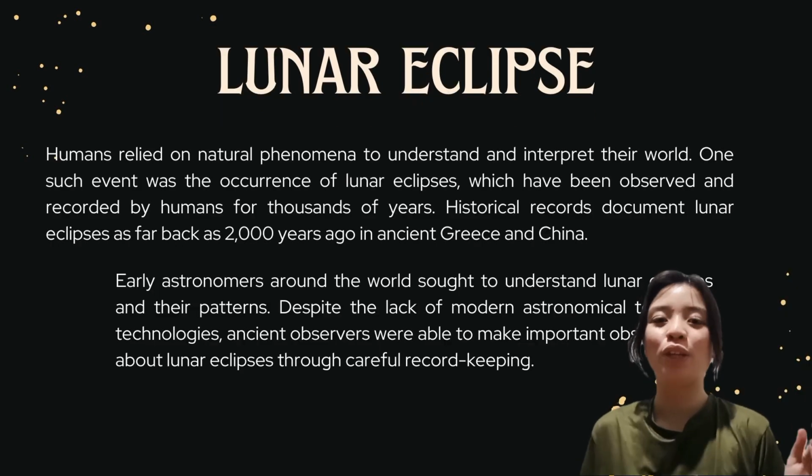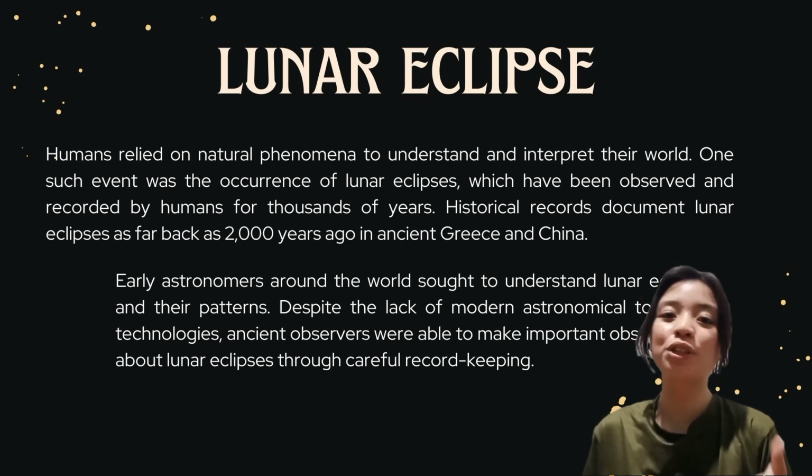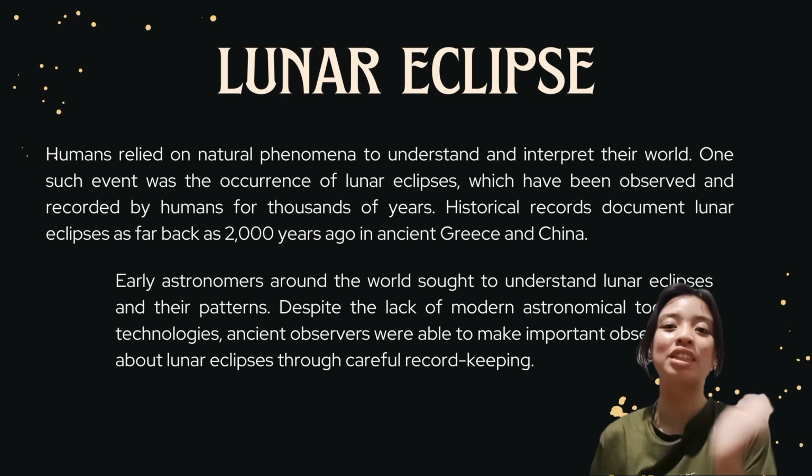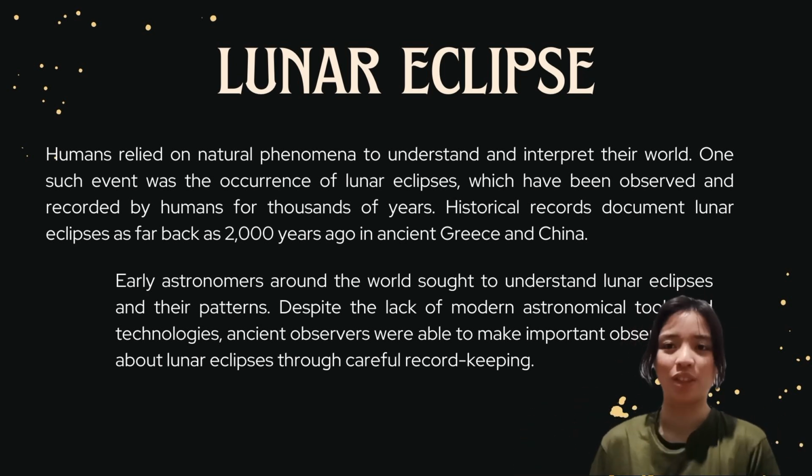First, what is a lunar eclipse? A lunar eclipse is a celestial event that occurs when the Earth passes between the Sun and the Moon, blocking the Sun's light and casting a shadow on the Moon.